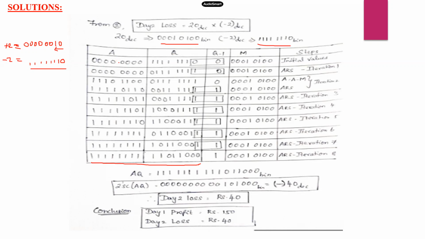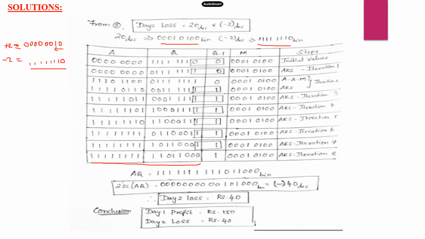A is initially set to 8 bits of 0. Q is the multiplier. Here, minus 2 is the multiplier, and its binary value is this one. Q minus 1 is initially 0. And M is the multiplicand, which is 20. So 20 is the initial value of the multiplicand.